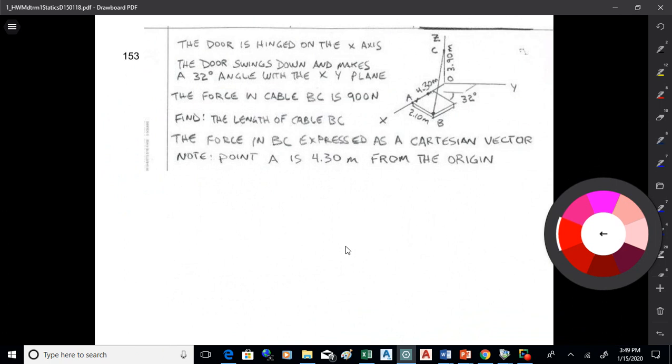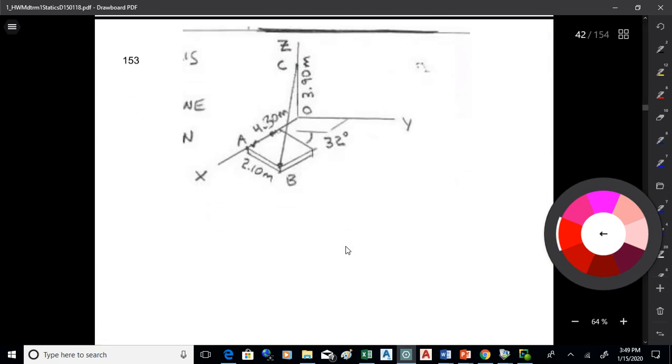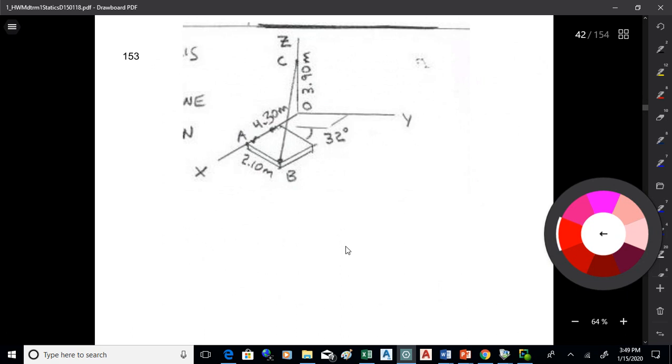Okay. And what we want, and we know the force in the cable is 900 newtons. So that door is swung down from the x-axis at 32 degrees, like so. And you've got the distance from O to A, and then you've got the length of the door. It's 2.1 meters. And it's swinging down from the x-axis, so think of two hinges on the x-axis and a door there, and the door just swings down 32 degrees.